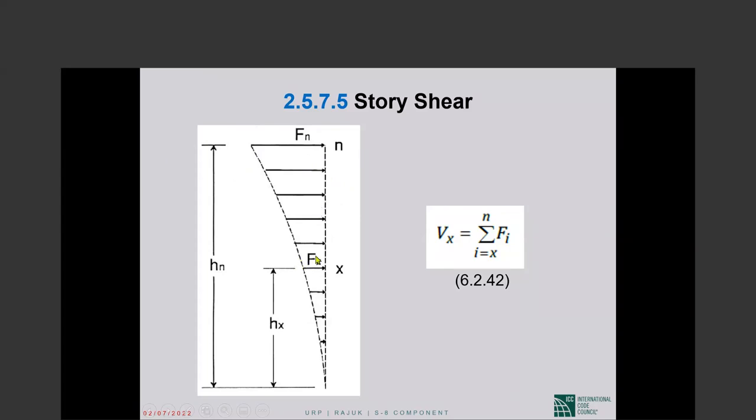So the story shear at story X is the summation of all the shears above. That is expressed by that expression. So in the bottom story, the story shear is the sum of all the F sub X forces, which is the same as the base shear. So at the top level, the story shear is F sub N. At this level, the story shear is equal to base shear.